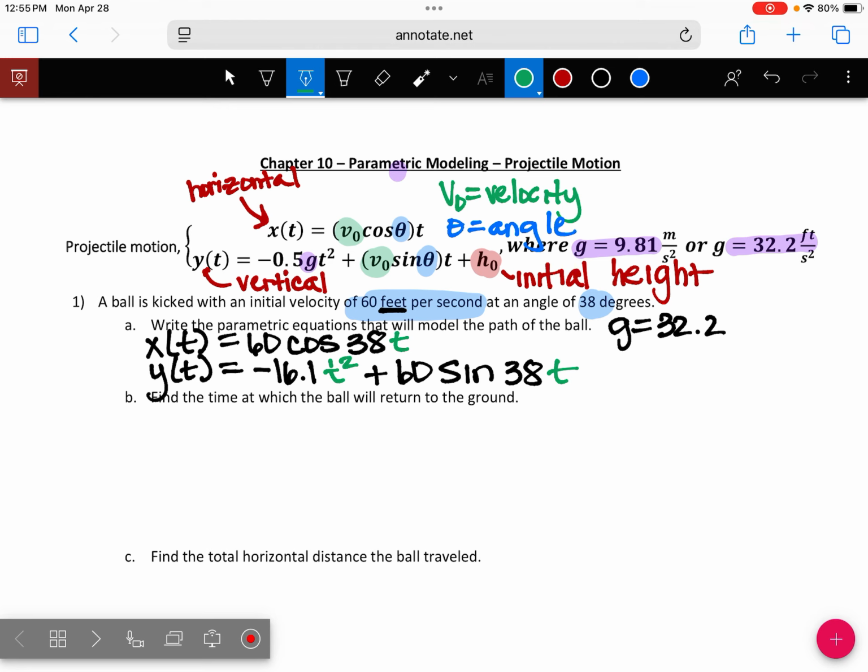All right, any questions? So what I do is I have a ball. The ball is being kicked, and then it returns to the ground. Can we agree that it starts with a height of 0 and it ends with a height of 0? So that means that I know my vertical height. So what I'm going to do is take my y parameter and set that equal to 0.